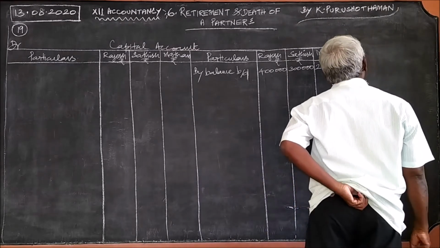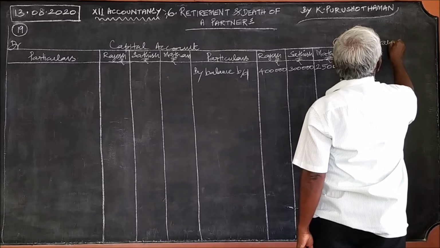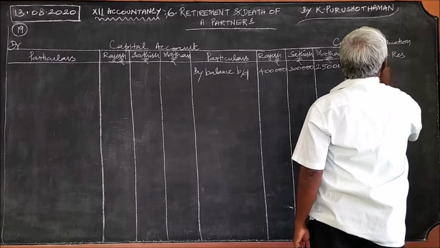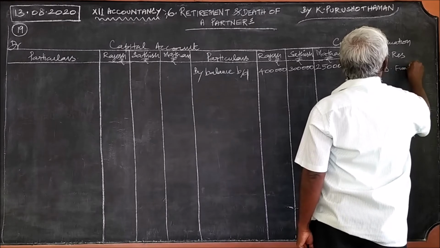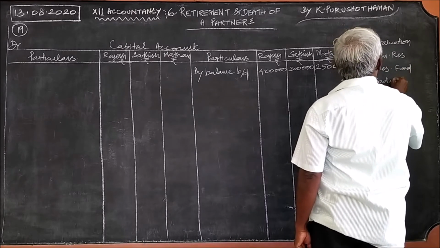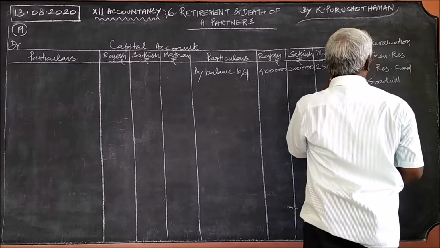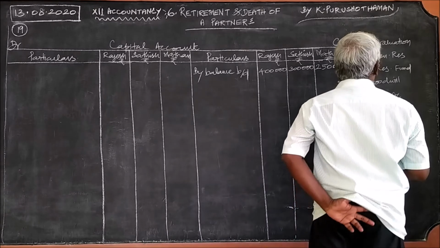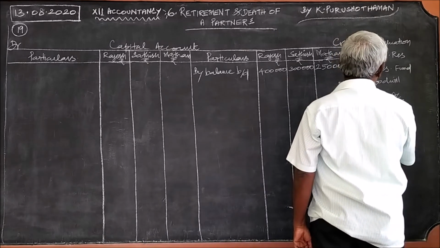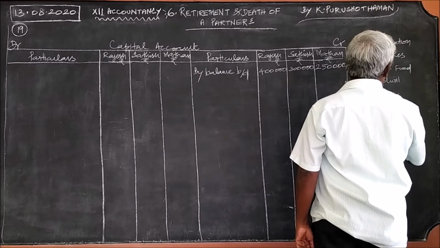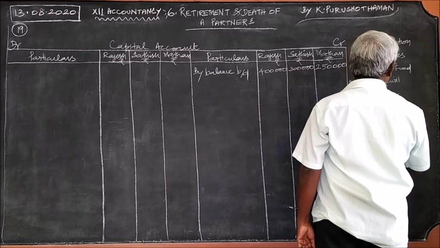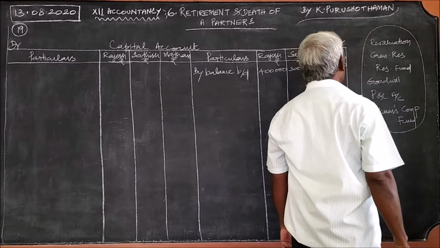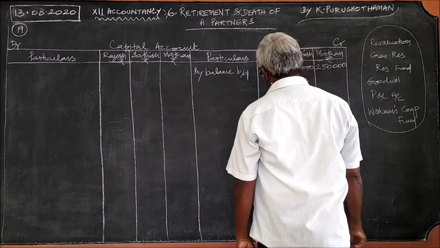I told you very many times: revaluation account, general reserve, reserve fund, goodwill, after goodwill, profit and loss account, and the last one is workmen's compensation fund. We should search whether any of these 6 items are available in the question or not. First one is the revaluation.